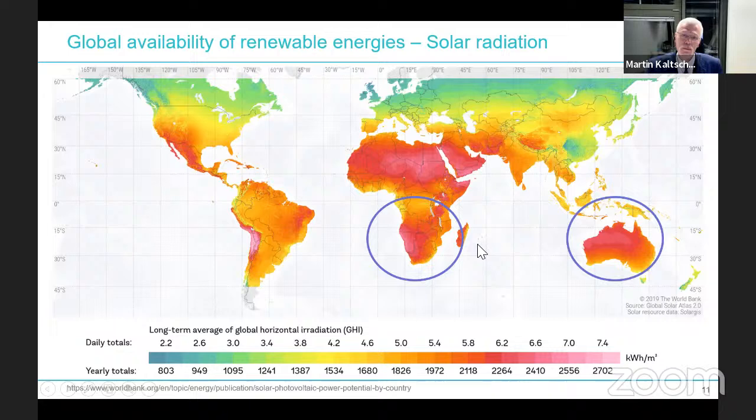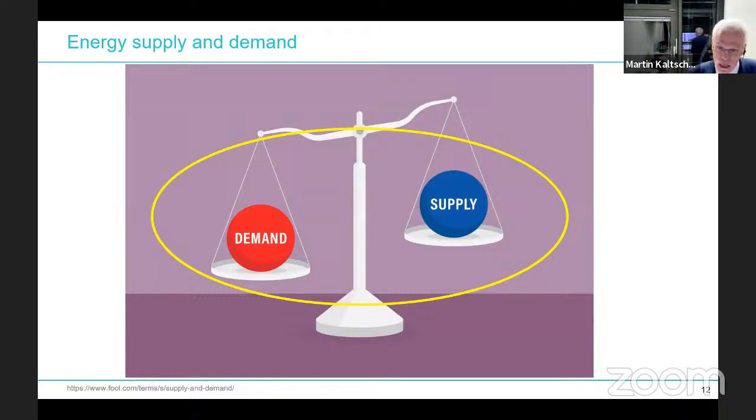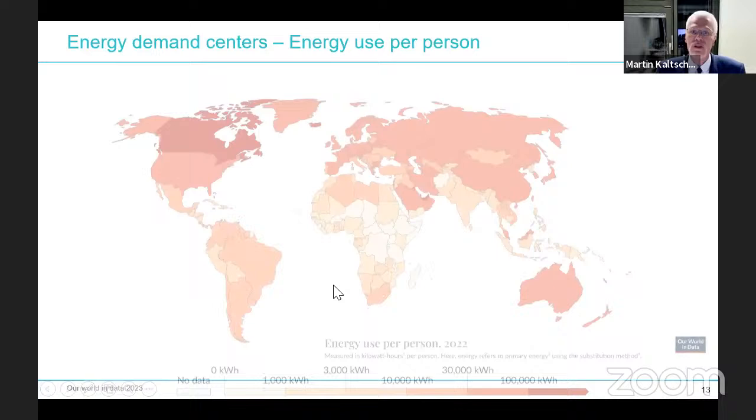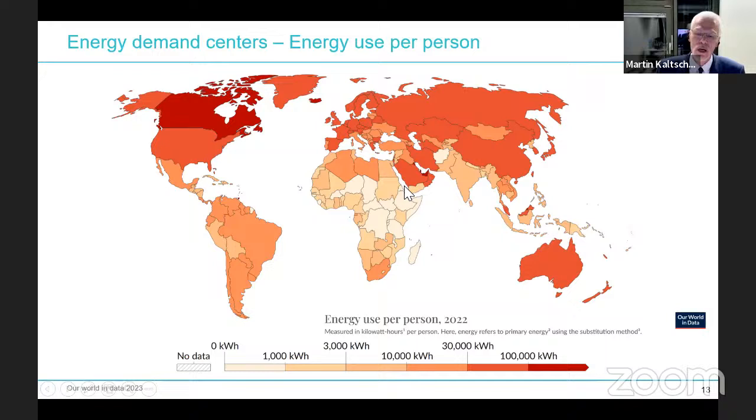But on the one hand, we have to look at the supply, which we just did. So there is a lot of wind and solar energy possibly available. But what about the demand, the energy demand? When you look at the energy demand, and here the energy use per person in 2022, we can see that this is mainly in the northern part of our world, the northern hemisphere, with North America, with Europe, and with significant parts of Asia, and also partly in the south, but mainly in the north.